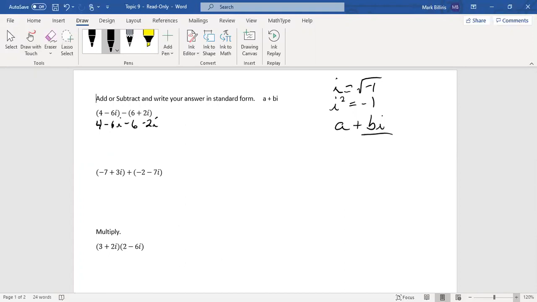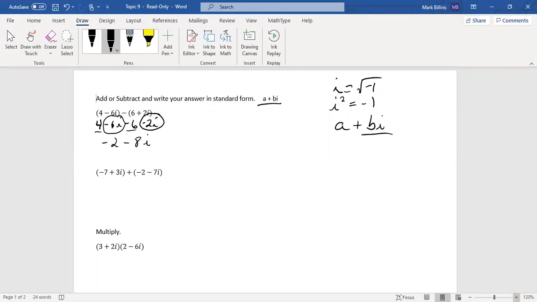Our next step is to combine like terms. So 4 minus 6 is -2, and -6i and -2i give me a -8i. So my answer is simply -2 minus 8i, and I do have it in the standard form.